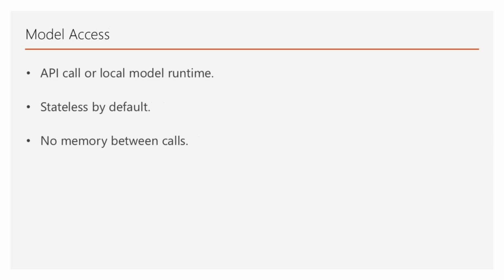At the center is the model itself. Whether it's accessed through an API or running locally, the model is stateless. Every call starts from zero. It doesn't remember previous requests unless you explicitly send that information again as context included in the prompt.